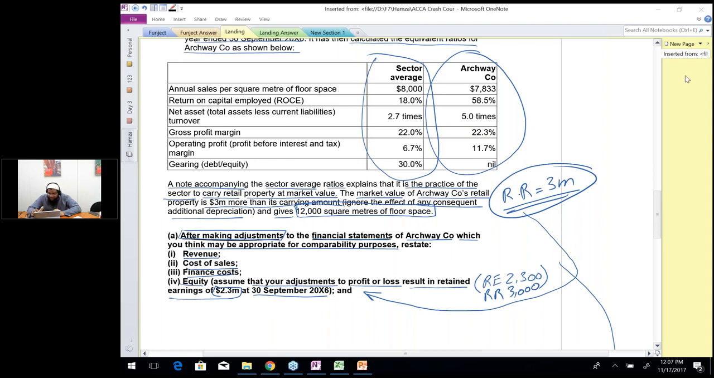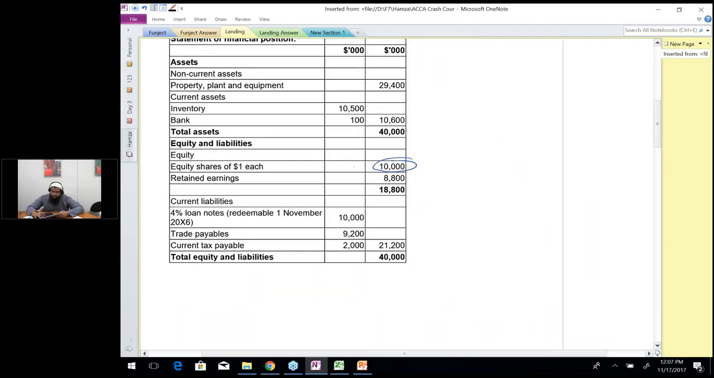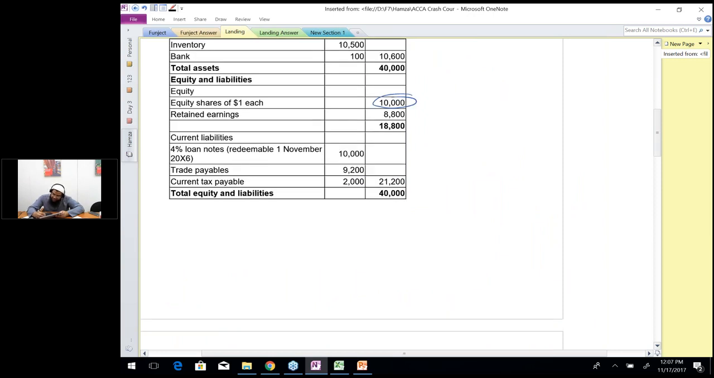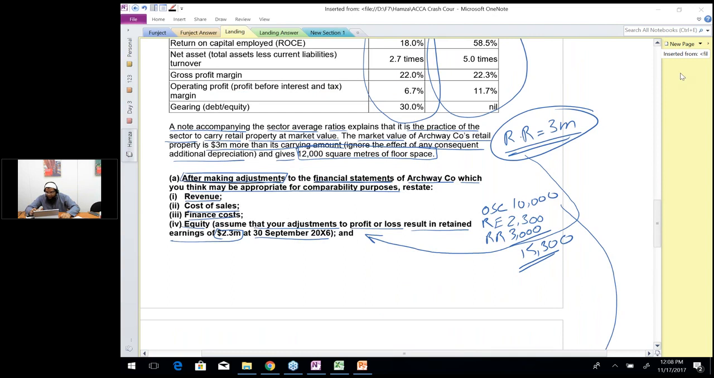Similarly, the question says to ignore the excess depreciation. And if I add the ordinary share capital in this, I'm simply going to get the total equity. The share capital can be seen from the balance sheet, where I can see the share capital is 10,000. So if the share capital is 10,000, the retained earnings are 2,300 and the revaluation reserve is 3,000, the total equity is 15,300. That is 10,000 of share capital from the balance sheet, 2,300 retained earnings given by the question, and 3,000 revaluation reserve identified from the last adjustment. So if there is any confusion with adjustment 4, you can discuss.